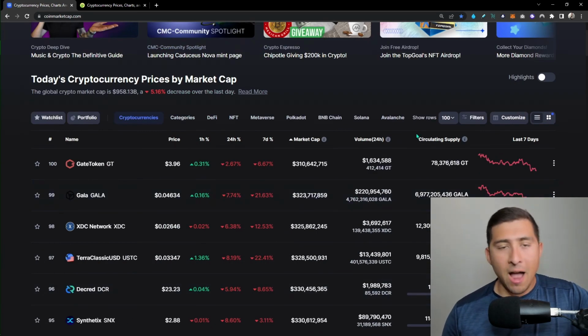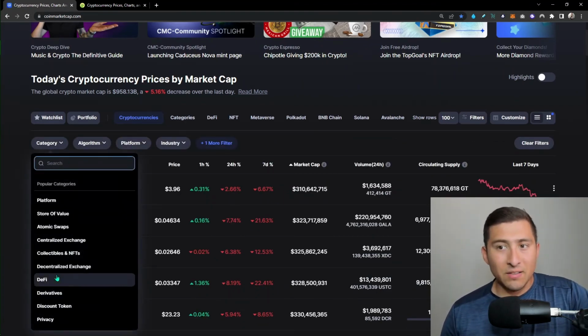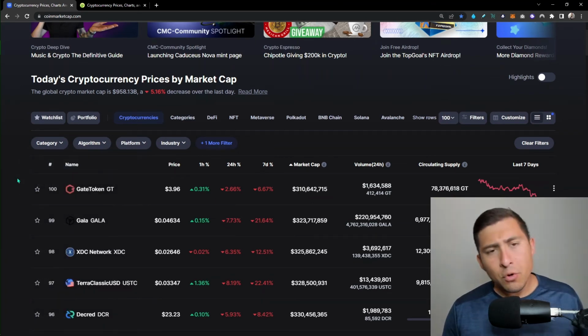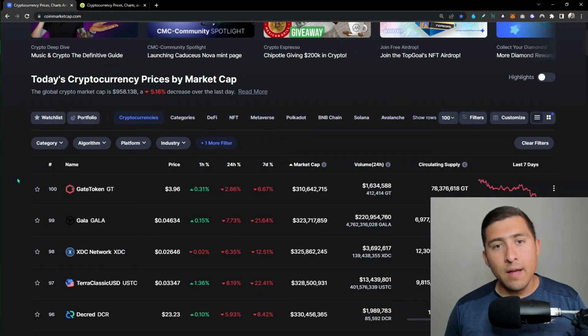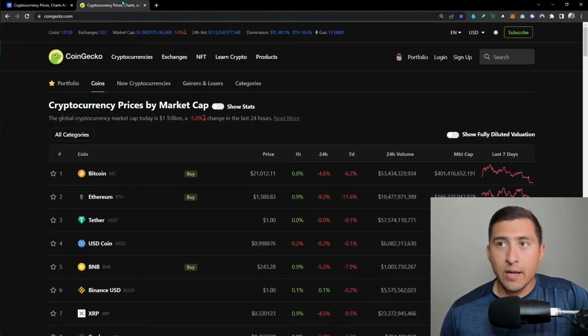Now, another tool that I like is the filters, because it allows you to categorize and find whichever cryptocurrency you're looking for by category. So if you want to get into DeFi, go ahead and filter by DeFi, and you're going to see who the leaders are in that specific category. It's really cool if you're starting to get more into crypto. Now, these are basically the top things that you do on CoinMarketCap, to see how things are trending.